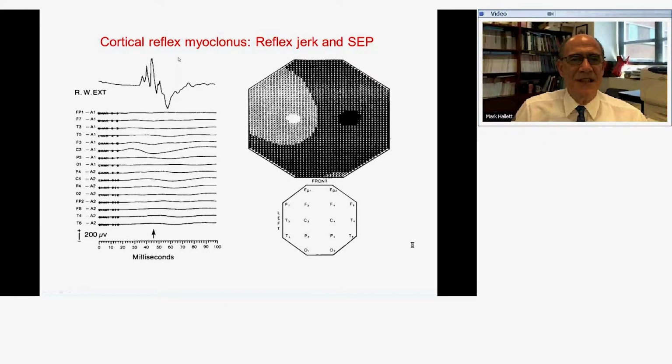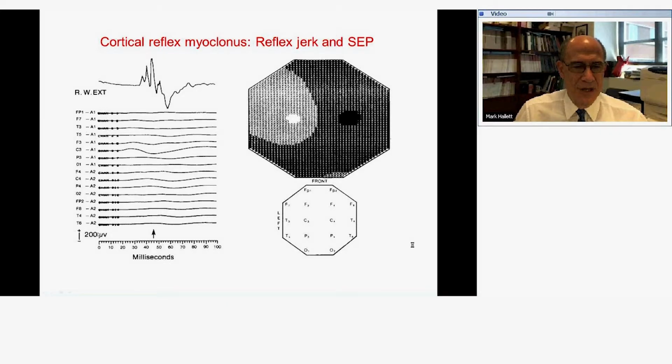Now, the next thing is then to look at all this simultaneously. You can look at the C reflex and the EEG at the same time. And this is a patient that has cortical reflex myoclonus. If you're giving a somatosensory stimulus, you're looking at the EEG, you'll get an SEP. And so this is what the SEP looks like in this particular patient, and here's a topographic map of it on the right side.